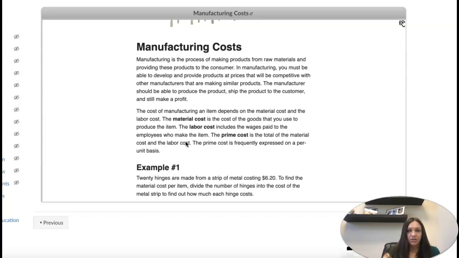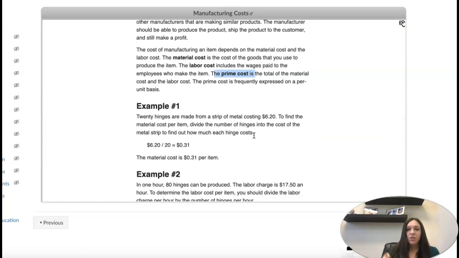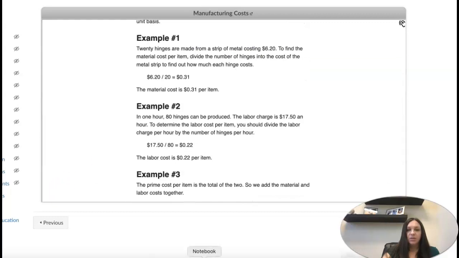A manufacturer, someone that makes something, has a material cost. So how much does it cost for them to make the item? The labor cost is how much it costs to pay someone to work and help make the item. And the prime cost is when we add those two things together. Okay, so we're going to go through some examples.